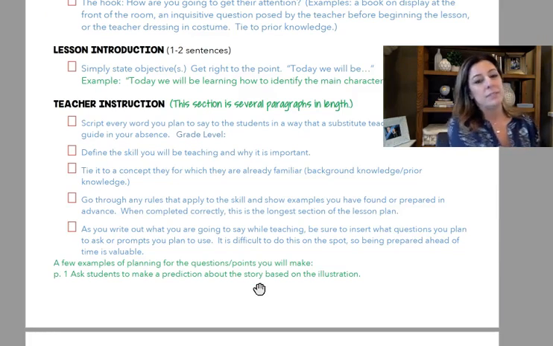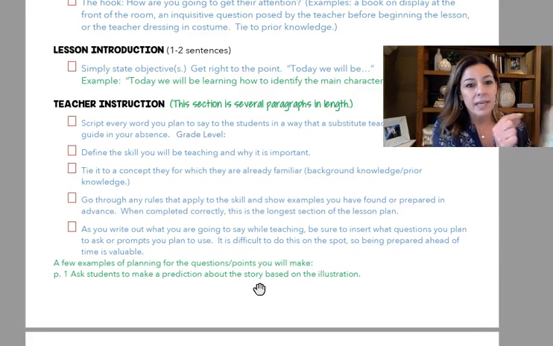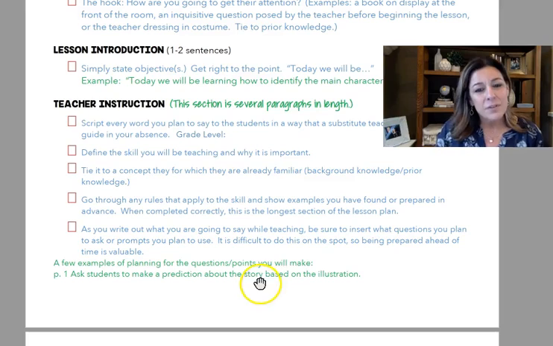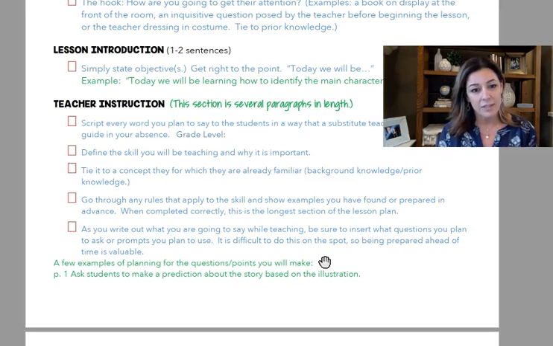So I happen to have this book here, and I always like to put little Post-its in, or I might even write that on my lesson plan as well, what page number a question is on, or I might want to stress something. It's difficult to do on the spot because as you're teaching, keep in mind, not only are you teaching, but you're also monitoring your class. You're making sure everyone's paying attention.